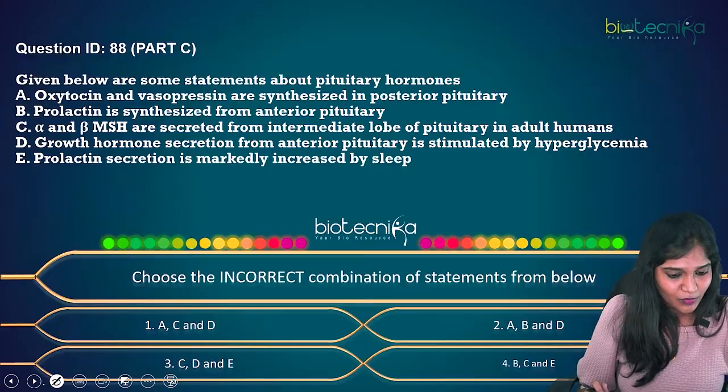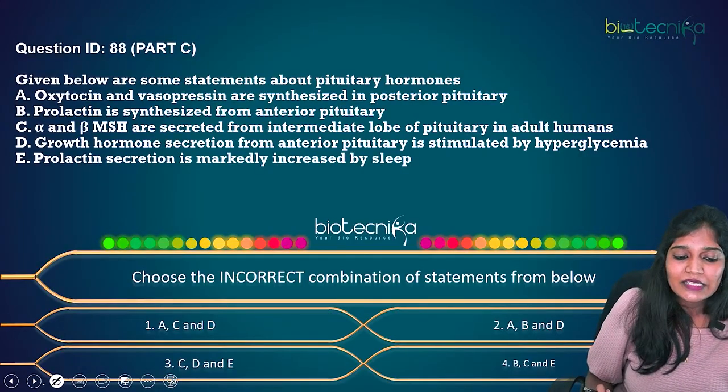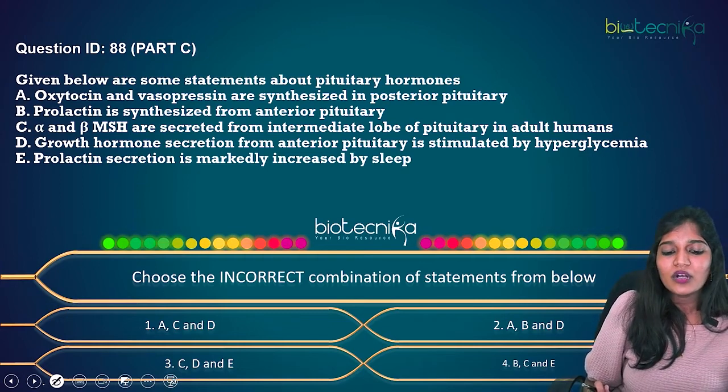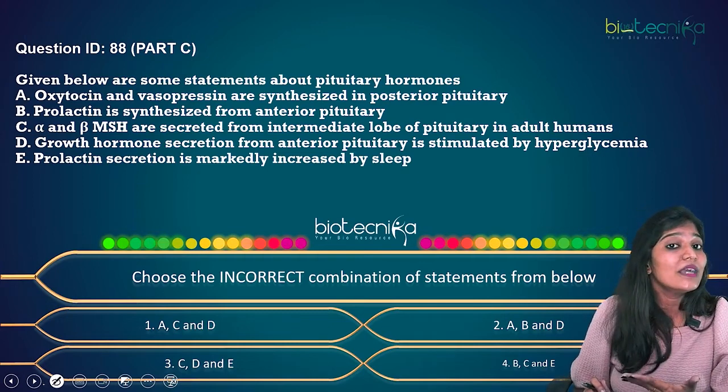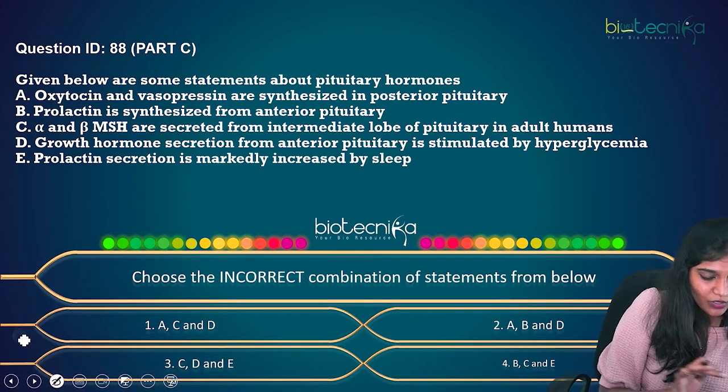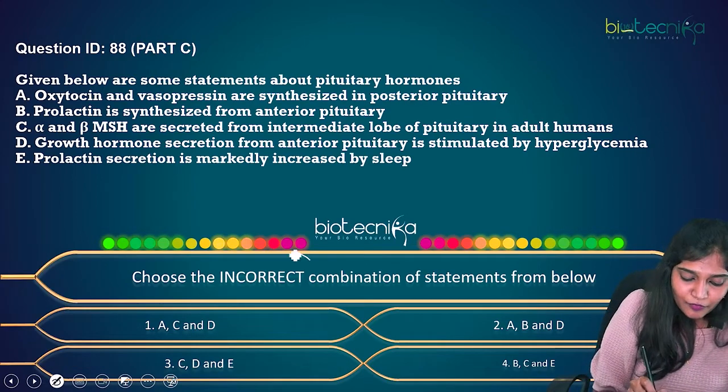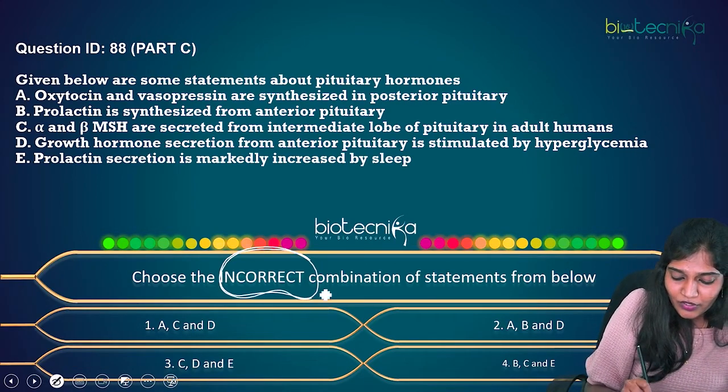Okay, let's move on to the next question. Question ID 88 part C. Given below are some statements about pituitary hormones. Let's see which statements are correct and which are wrong. We have to find out the incorrect statement, not the correct statements.